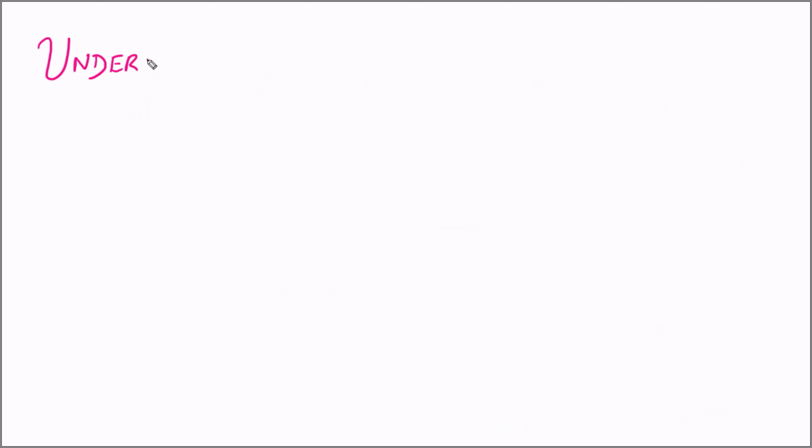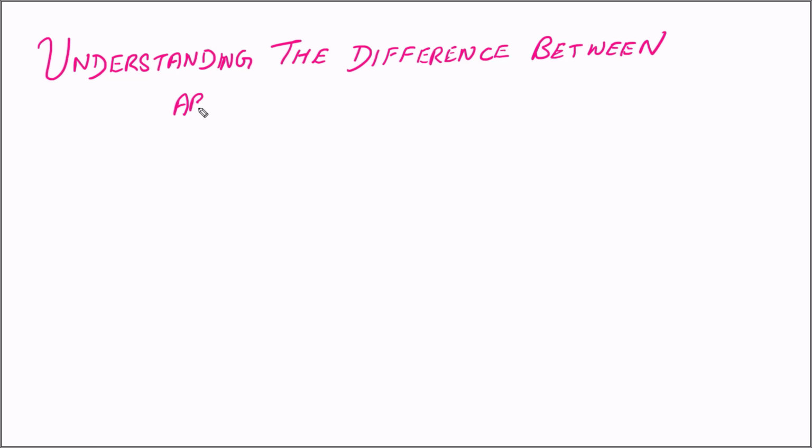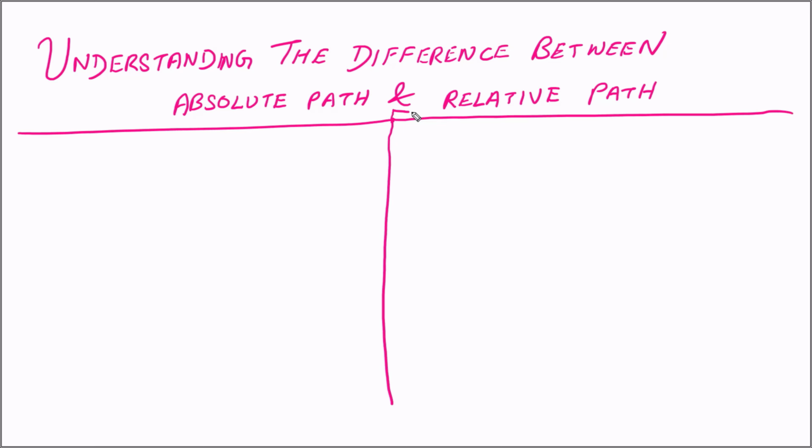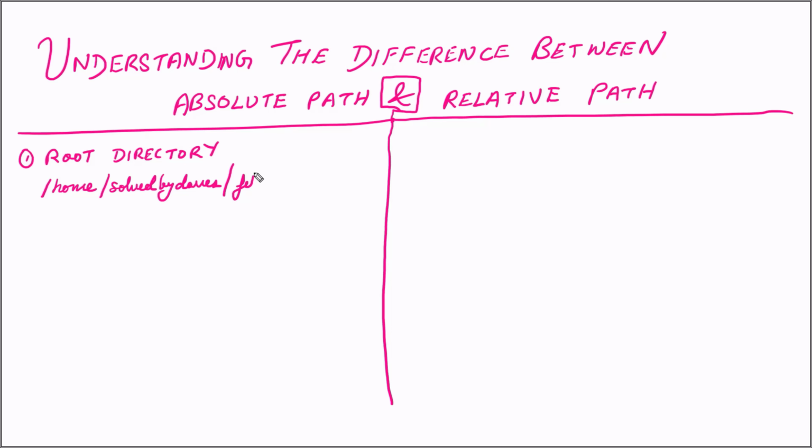Now, in Linux and other Unix-like operating systems, paths are used to specify the location of files and directories. These paths can be absolute or relative. Understanding the difference between them is crucial for navigating the file system effectively. An absolute path is a complete path that starts from the root directory and specifies the exact location of a file or directory. It provides a full, unambiguous location regardless of the current working directory.